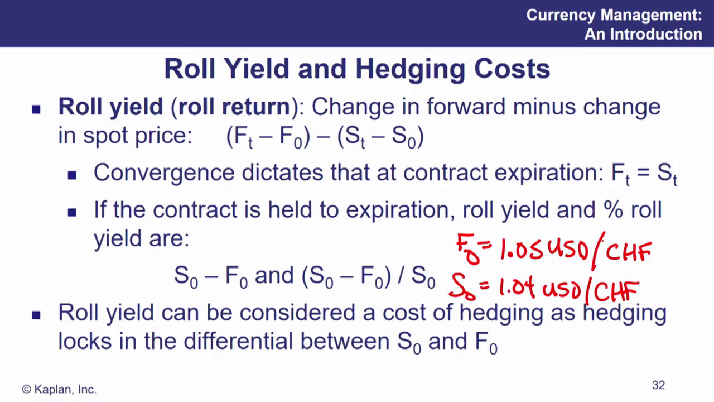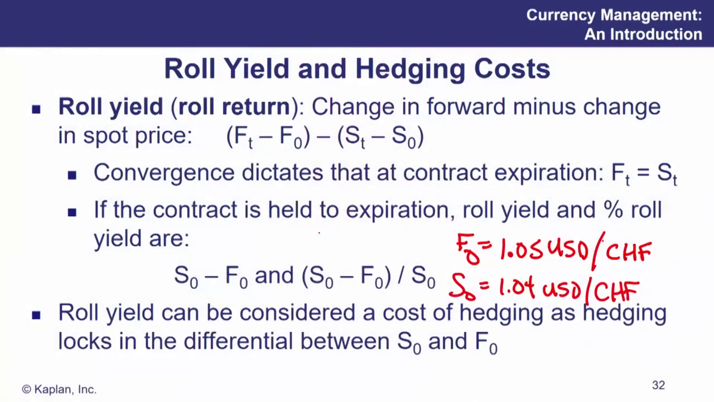Then you also sell the forward. So you commit today that at the end of the period, you will sell Swiss francs and receive a price of $1.05 US. If I can buy them in the spot market today for $1.04 per franc, and I'm selling them in the future for $1.05 per franc, then I'm going to generate a roll yield. That roll yield is going to be what? I'm going to gain basically 1 penny on that transaction over that period. So that's going to be my roll yield. And if I do this in percentage terms, I'm going to divide that by $1.04. So that's an example of what a roll yield is.